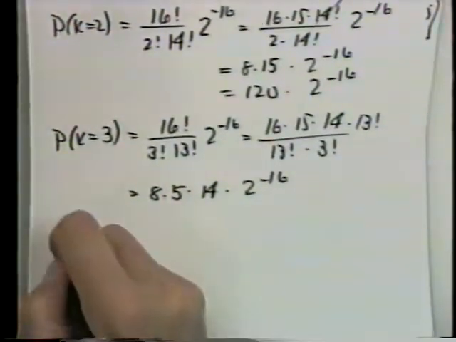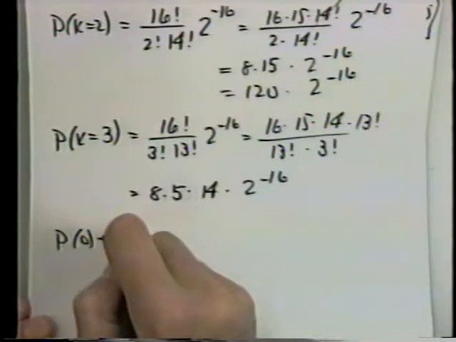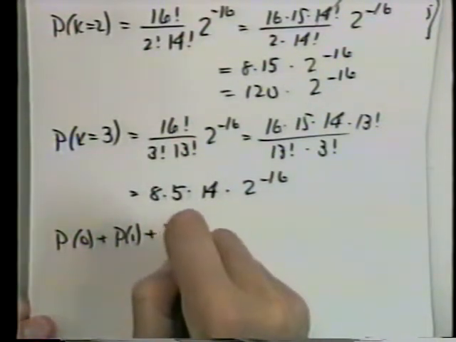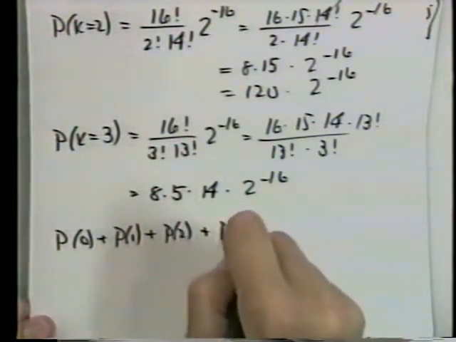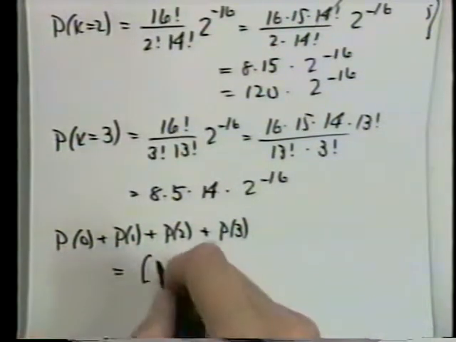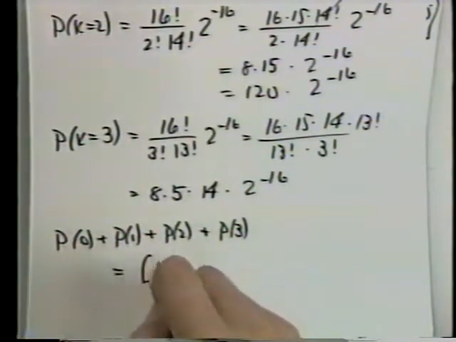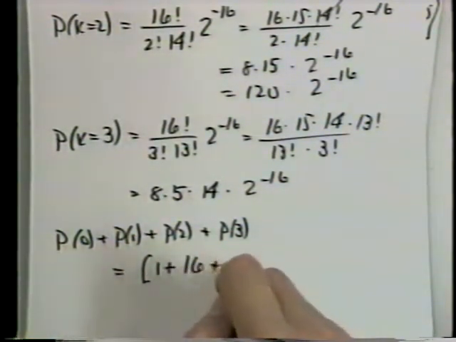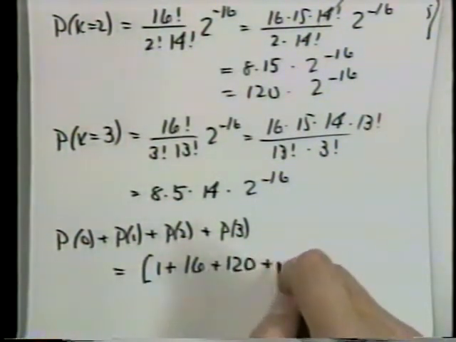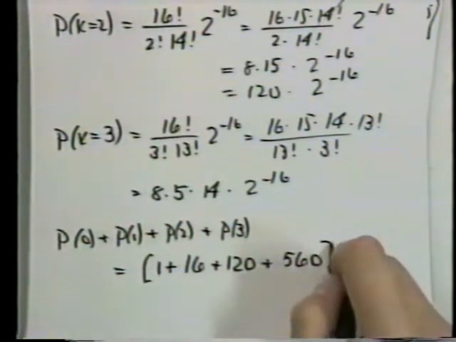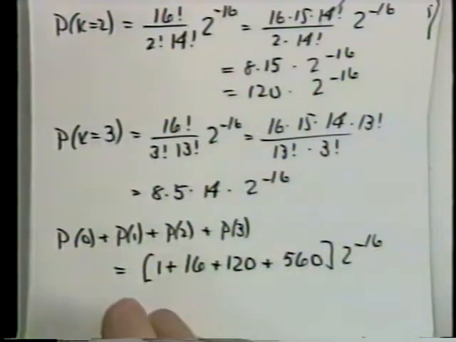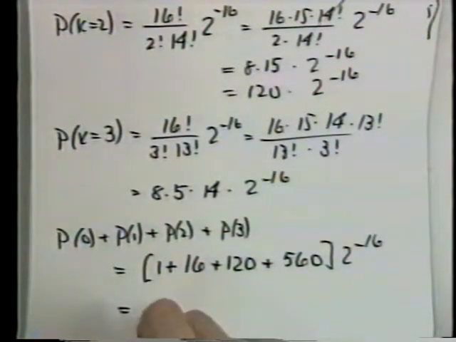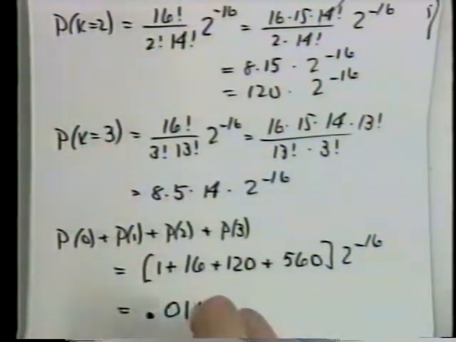And if we add these together, then we actually get 1 plus 16 plus 120 plus 560 times 2 to the minus 16. And this adds up, as some of you found, to 0.0106.